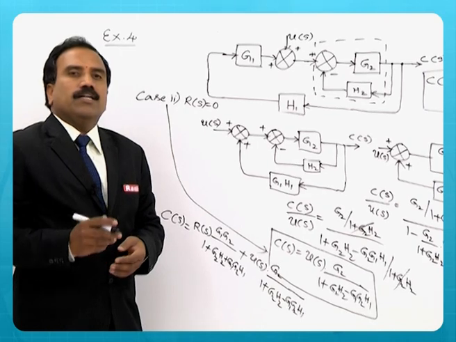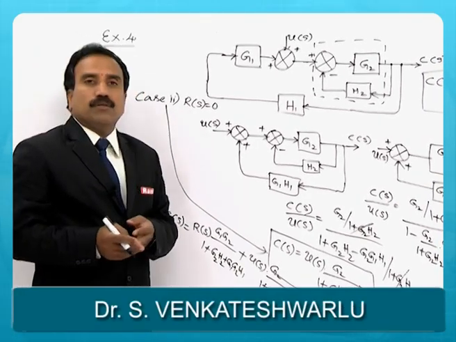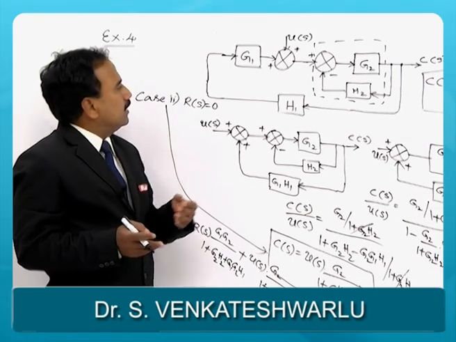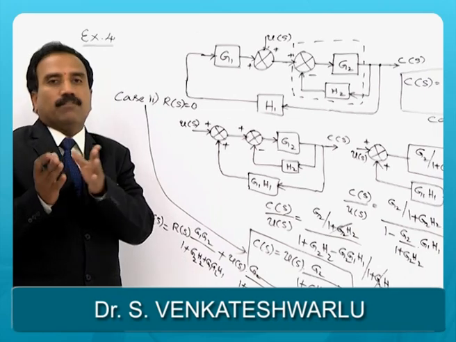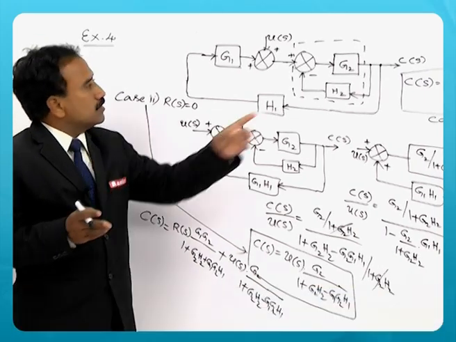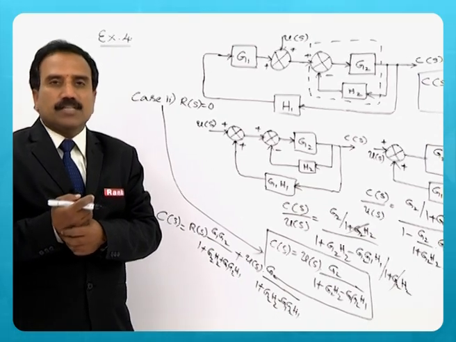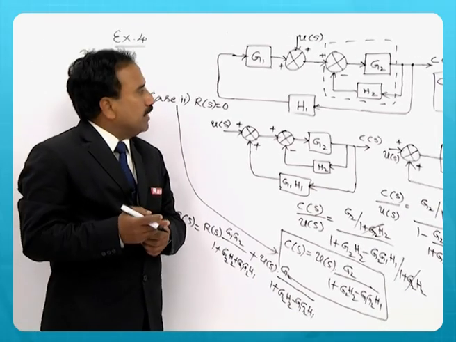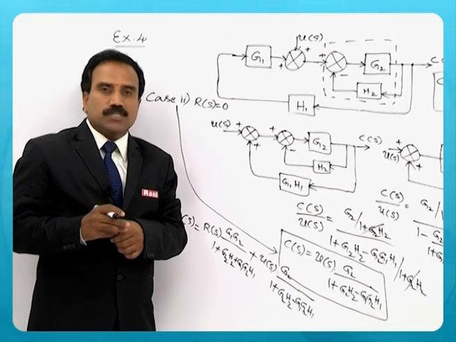So we have not applied any complex rules here. It's only elimination of feedback loop and blocks in cascade. So only the first 3 rules we have applied to find out the response of a system when both the sources are acting simultaneously. This is the way we should find out the transfer function or response when multiple inputs are given.